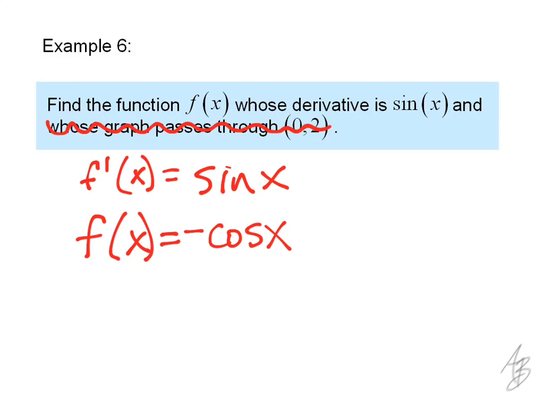So we know f of x is going to be negative cosine of x, but does it have to be negative cosine of x? No, what could be different about it?